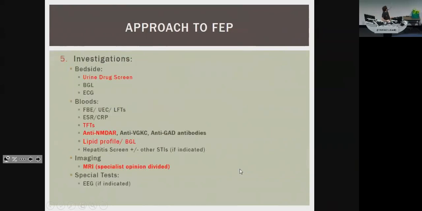Good. Investigations, there's lots there. I'm not going to go through them. I'll just point out a few key ones. Urine drug screen, goes without saying. You want to make sure that this isn't a drug or a medication-induced psychosis. Thyroid function test could be a thyroxine overdose, or it could be hyperthyroidism, because that's one of the conditions that can cause it. Have you guys heard of anti-NMDA receptor encephalitis?